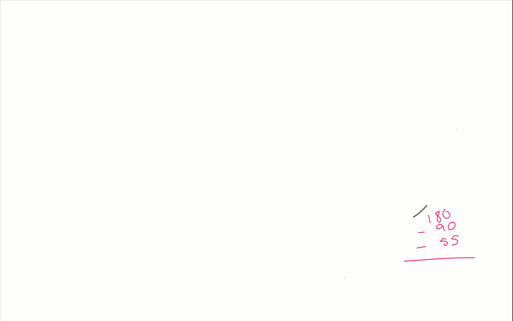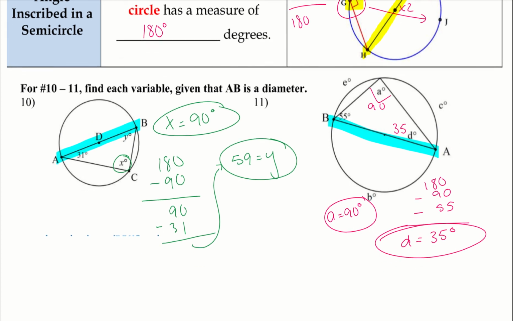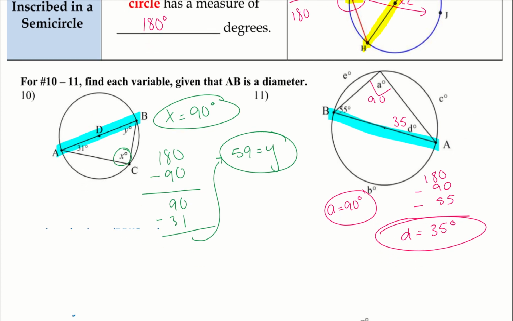So that's going to give me 35 degrees. So D equals 35. I'm going to go ahead and fill these in as well, just because we are going to use that to find all of our different arcs. So the first thing I see is that arc B is with that semicircle, so the diameter. So B equals 180 degrees.